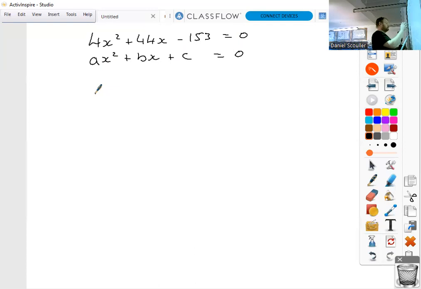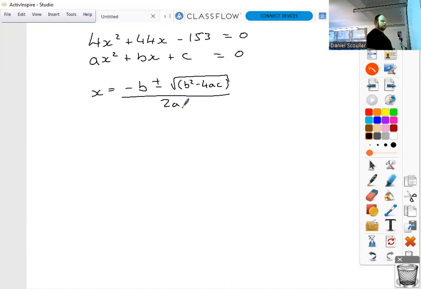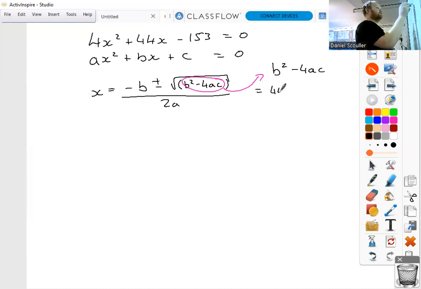Okay, and use our x equals minus b plus and minus root of b squared minus 4ac all over 2a. Okay, I'm going to take this bit to one side. I'm just going to do it over here just to keep it nice and neat. b squared is 44 squared minus 4 times 4 times minus 153.